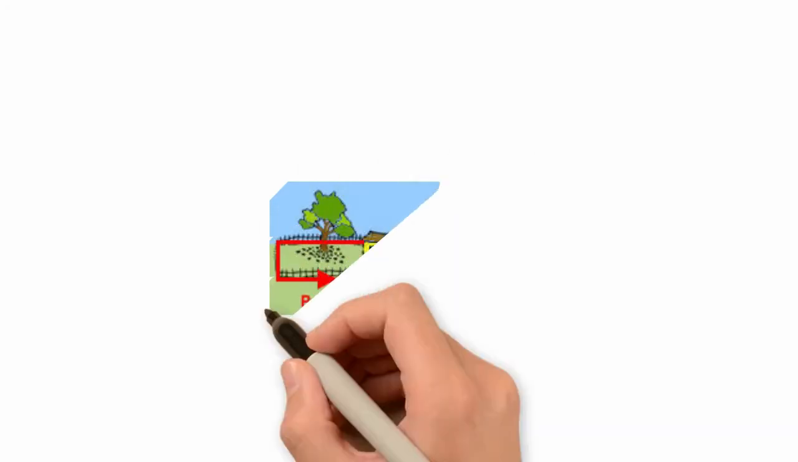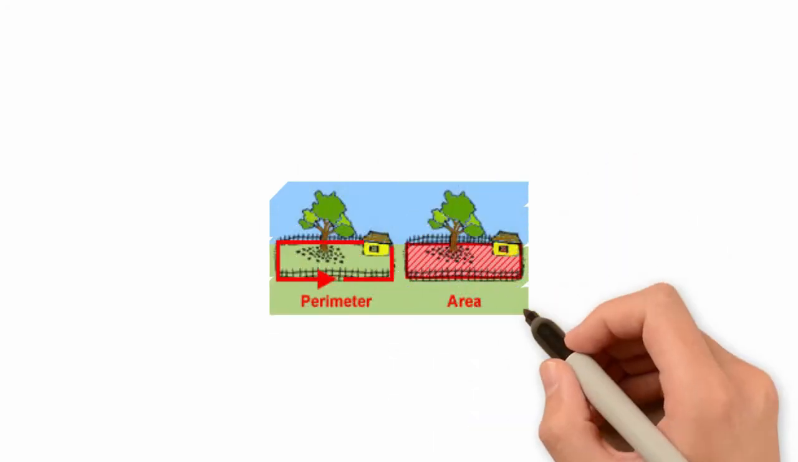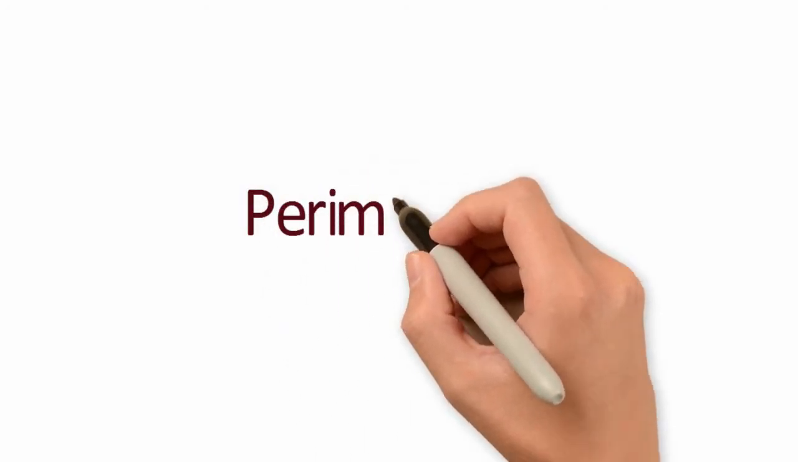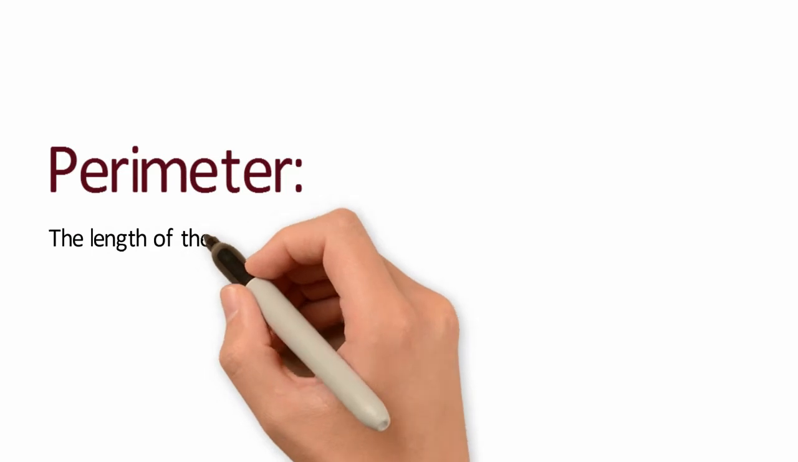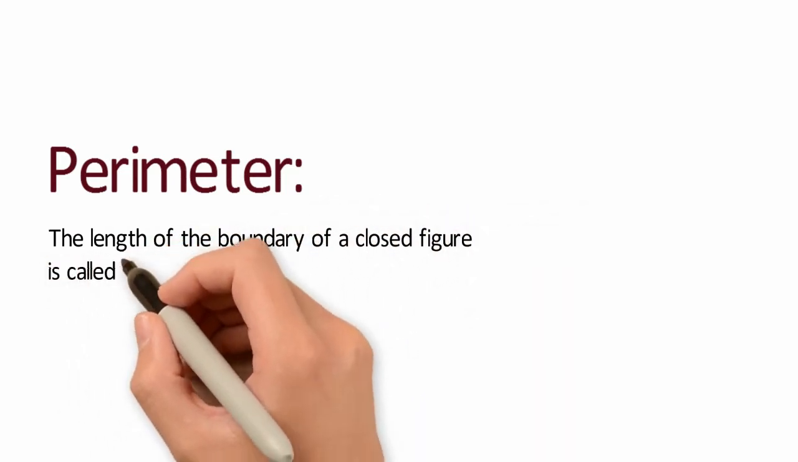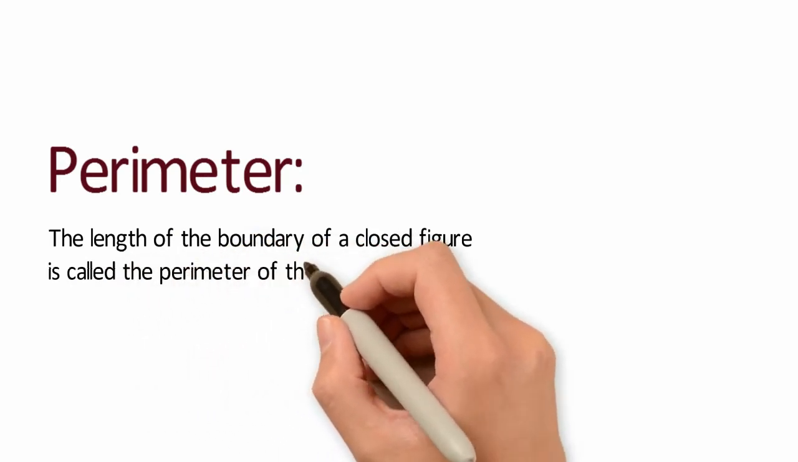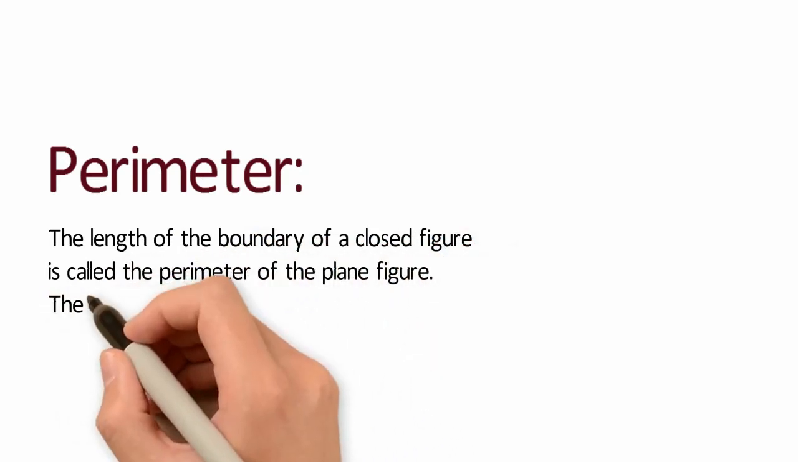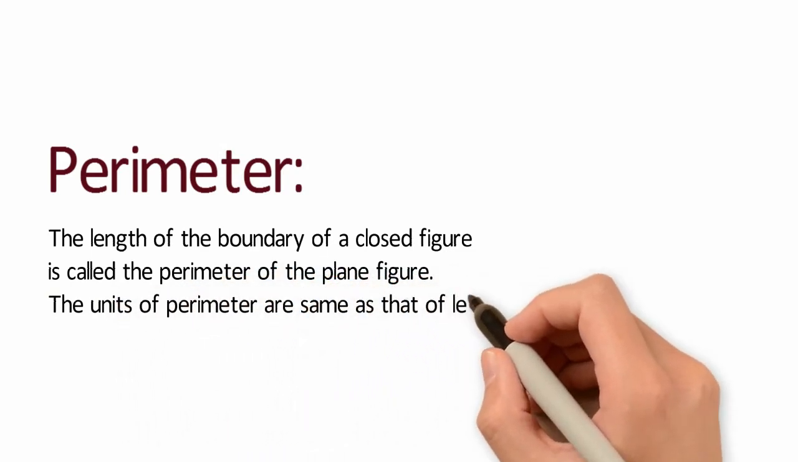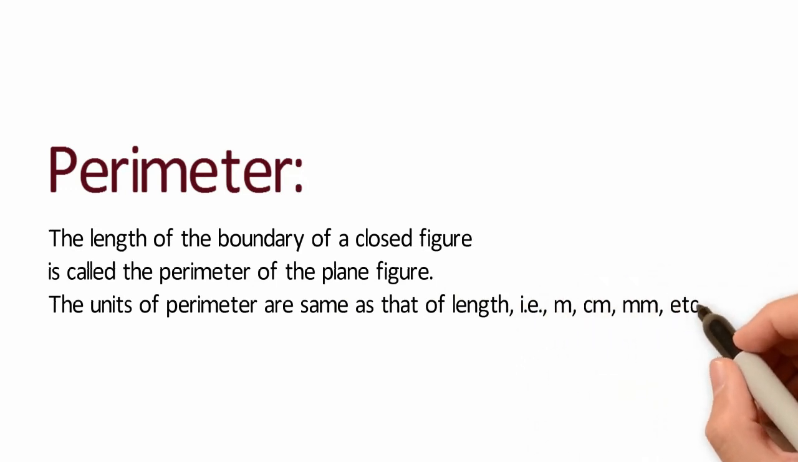Perimeter and area. Perimeter. The length of the boundary of a closed figure is called the perimeter of the plane figure. The units of perimeter are the same as that of length, for example, meter, centimeters, millimeters, etc.